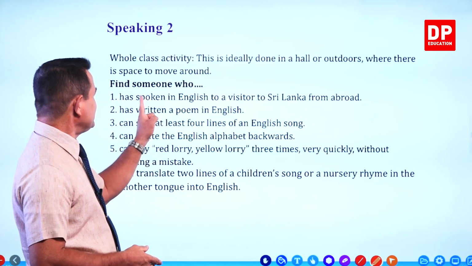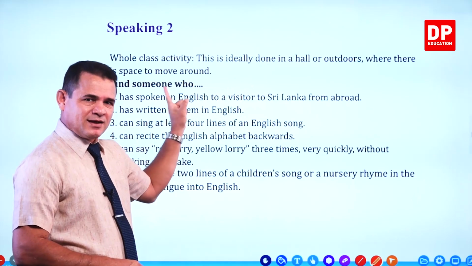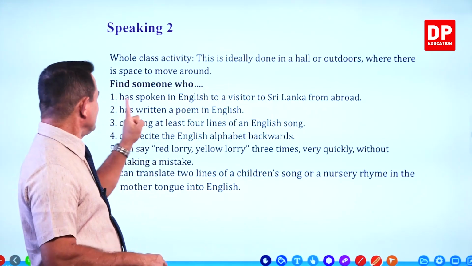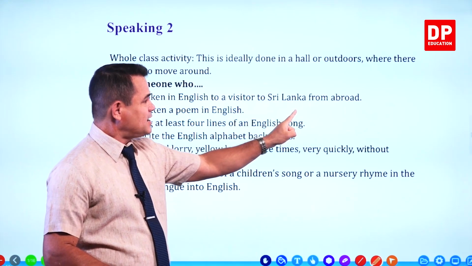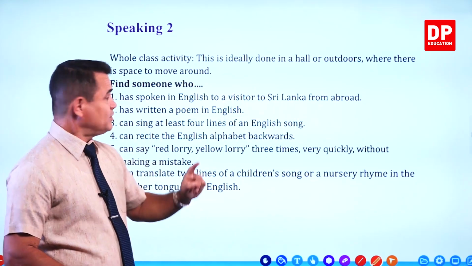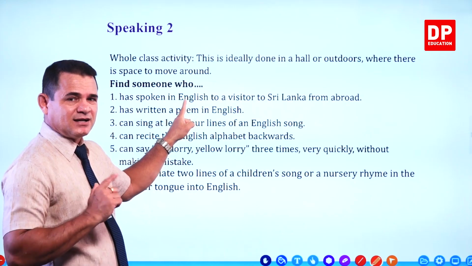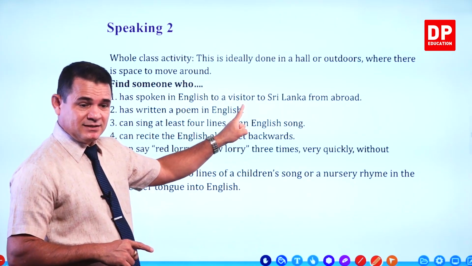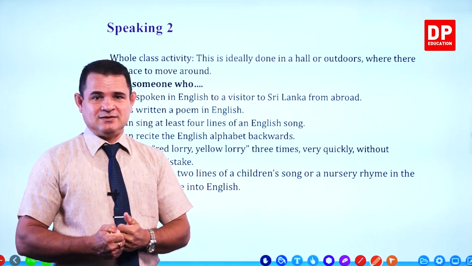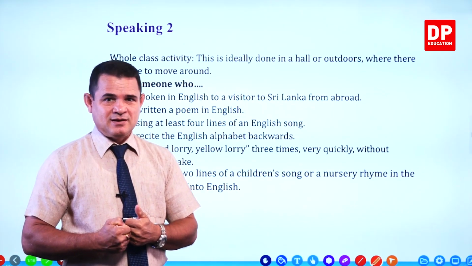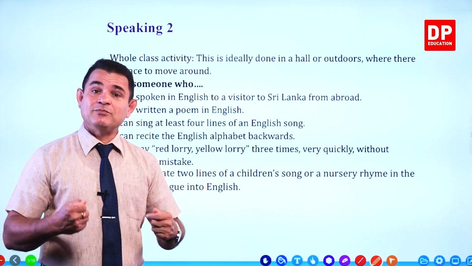Now the game is: find someone who has spoken in English to a visitor to Sri Lanka from abroad. And next one, find someone who has written a poem in English.